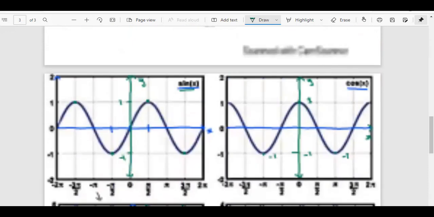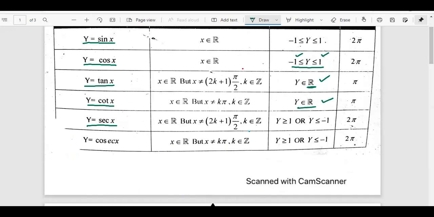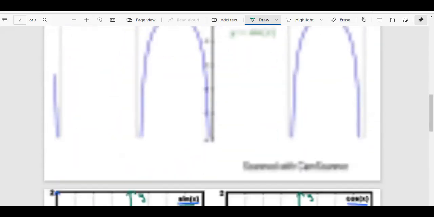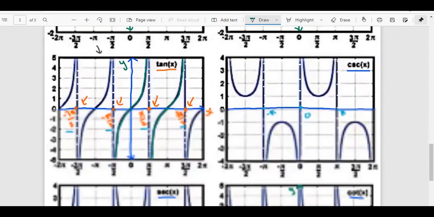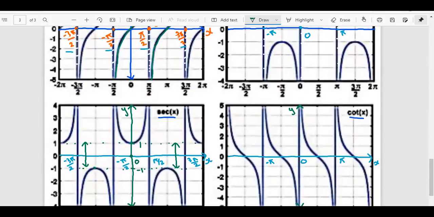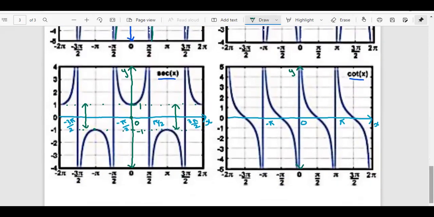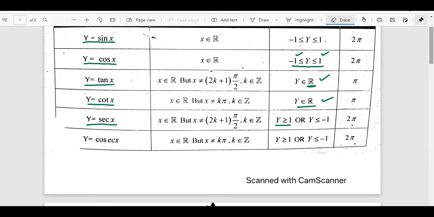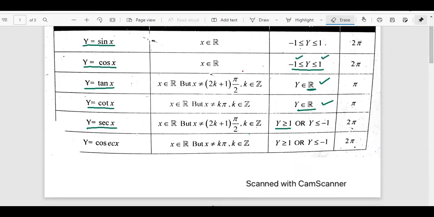So this is how we write it down. Y is greater than or equal to 1 because this is 1. So y is greater than 1 or it is equal to 1, right? This is why we have it that way. And the other part was y is less than or equal to minus 1. So again, y is less than minus 1 or it is equal to minus 1. Any confusion? Yes, ma'am. No, ma'am. Perfect. Okay. Let's talk about the last thing now. All right. So this was for secant x.